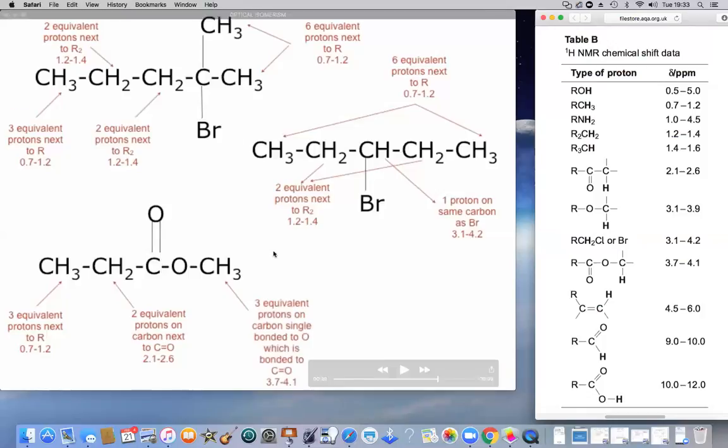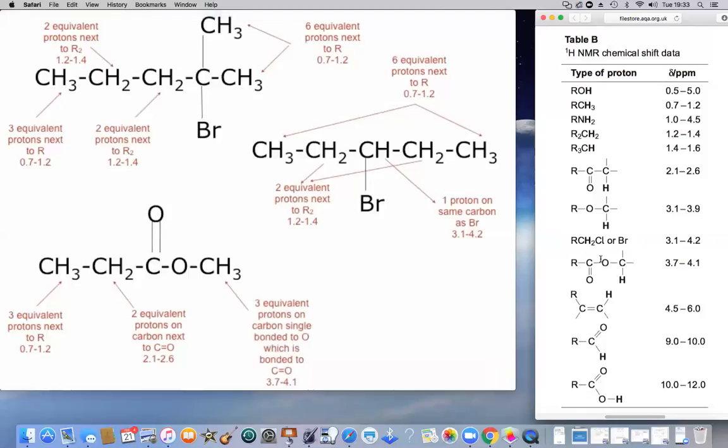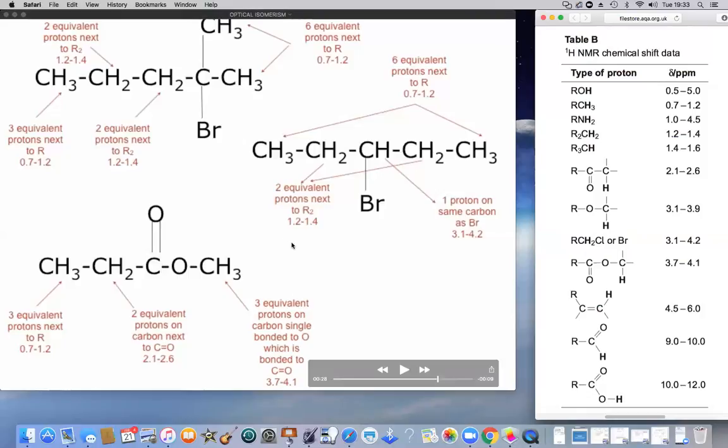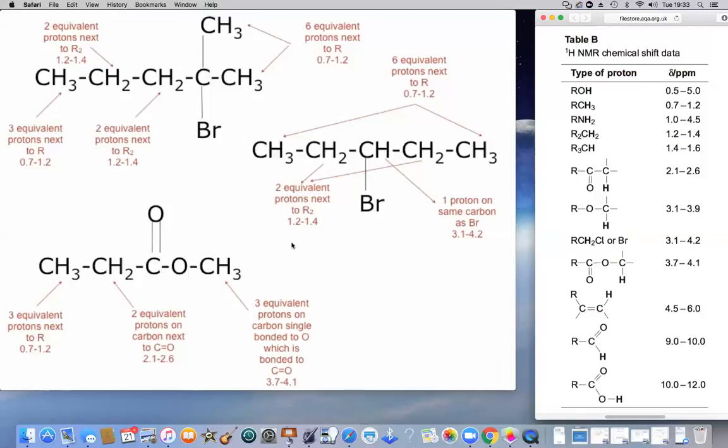So they would have the chemical shift 3.7 to 4.1. That's a common mistake and an easy mistake to make. You just need to keep your wits about you to avoid making that mistake. So that's chemical shift then. Let's move on.